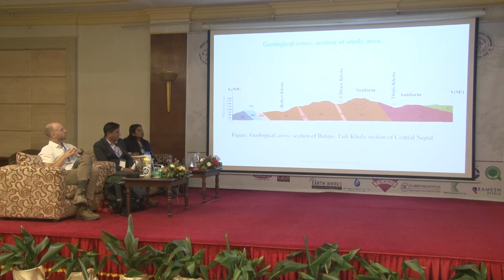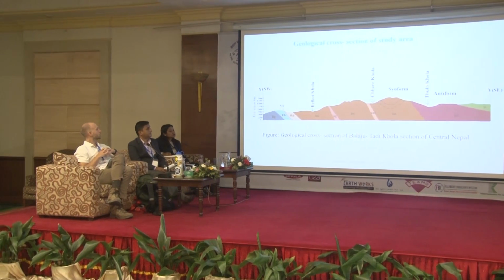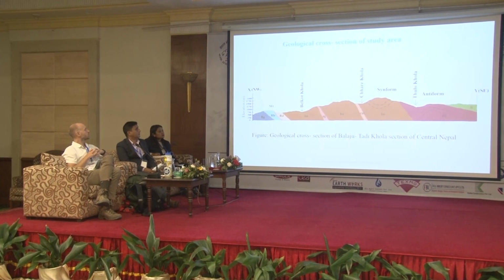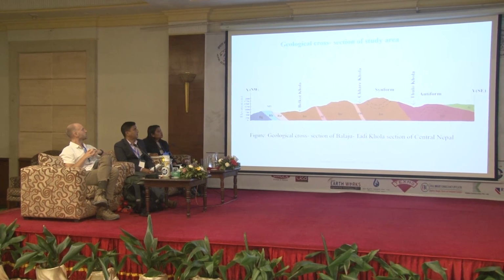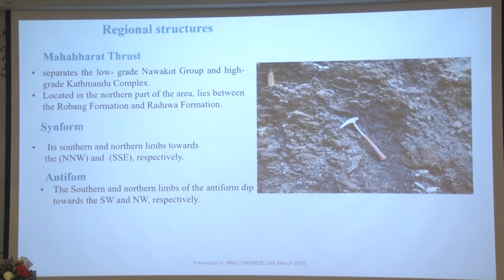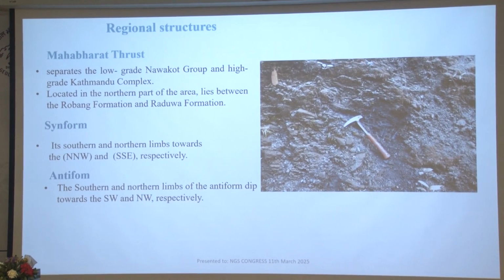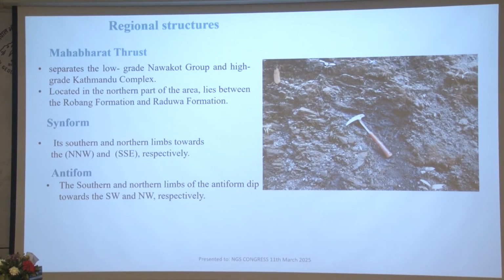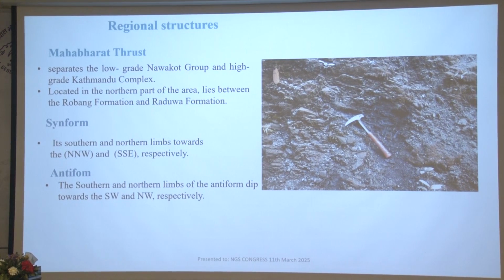And here is the geological cross-section of the study area. In my study area, in the northwest portion, the upper Nawakot Group was observed, and in the southeast portion, the formation and other Kathmandu Complex formations were observed. And here is the regional structure, the Mahabharat Thrust, which separates the low-grade Nawakot Group and high-grade Kathmandu Complex, and is located in the northern part of the area and lies between the Robang Formation and Nadua Formation.